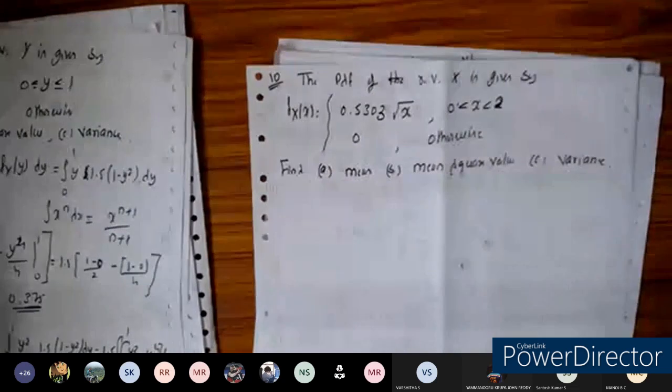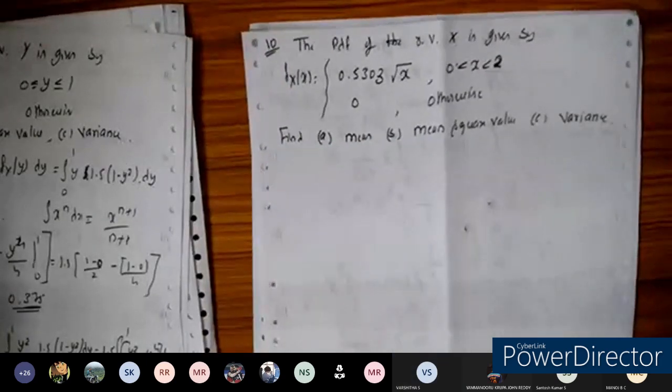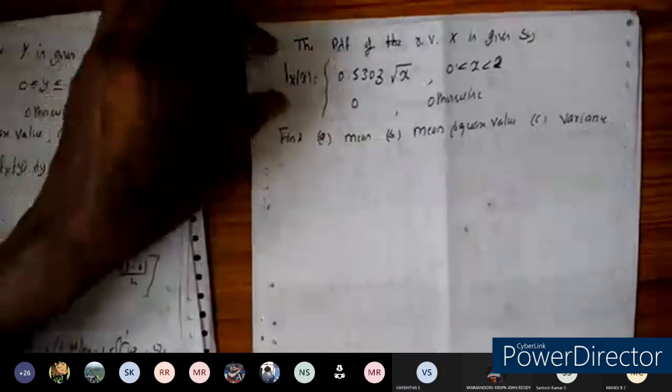So can you do this problem? This is similar to the previous problem, so instead of 1 by root z, it is root x. Can you do this problem? Yes, sir. So you do this one, and I'll cover the next problems. Everyone copied the question, right? Yes, sir. Okay, so thank you. I'll go for the next problem.